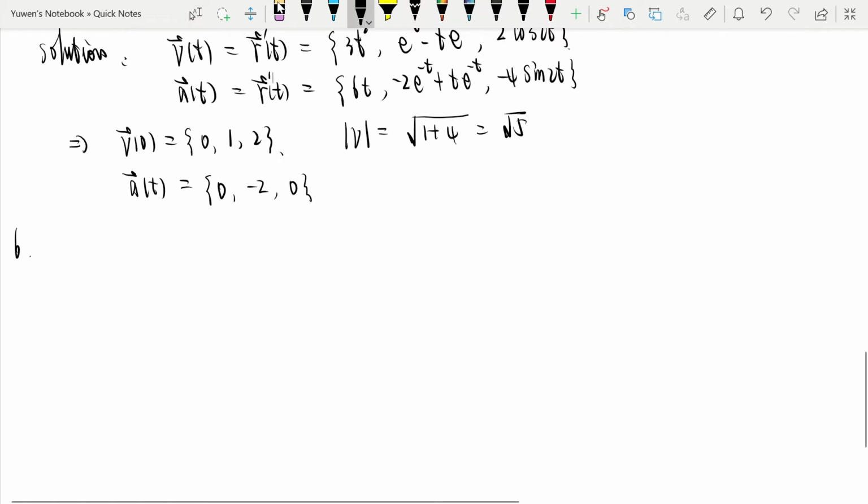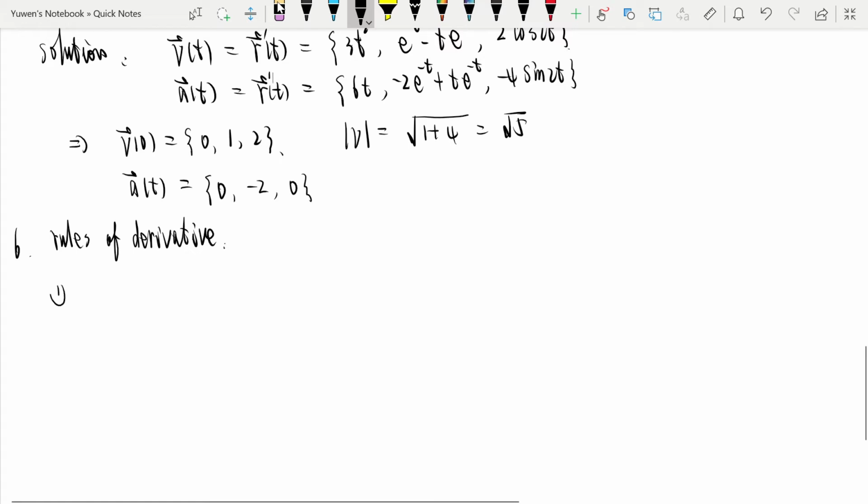And the derivative rules, rules of derivative. Because for vectors, there's inner product and cross product and multiplication by a scalar function.